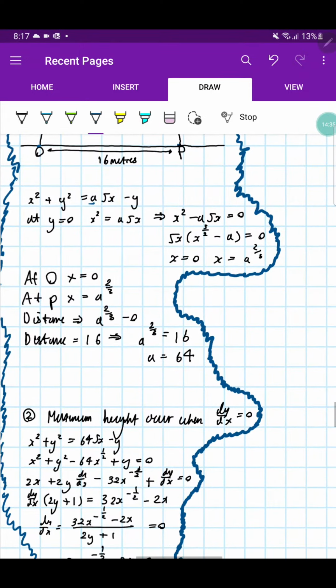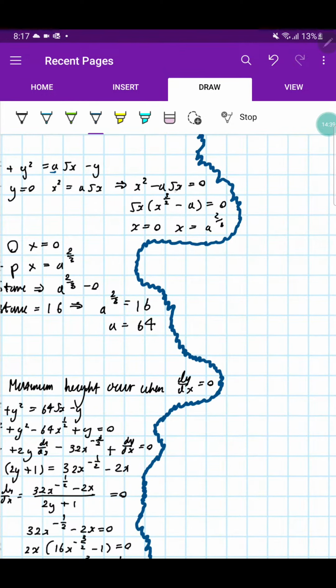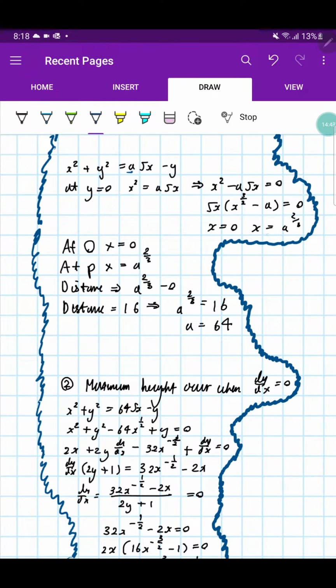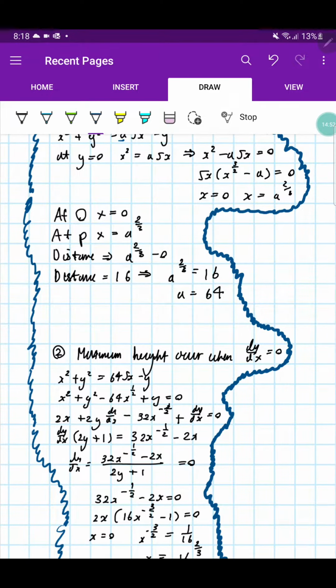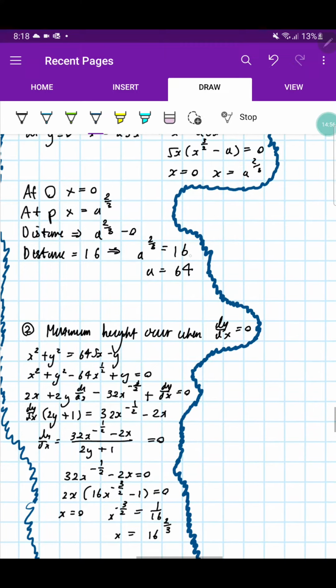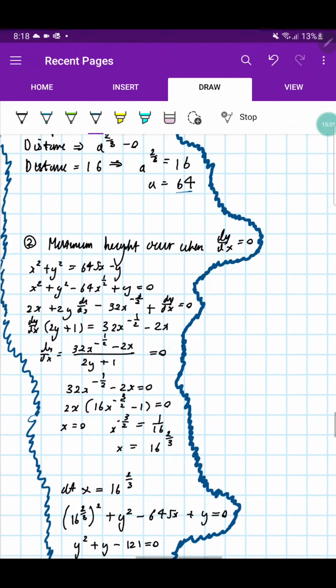So if we substitute that, we get x squared minus a root x equals 0. Factorize root x, so we have root x times x to the power 3 over 2 minus a inside the bracket. So we get these two solutions. The distance between these two is just going to be a to the power 2/3. So a to the power 2/3 has to equal 16. Therefore, 16 to the power of 3 over 2 gives you 64.